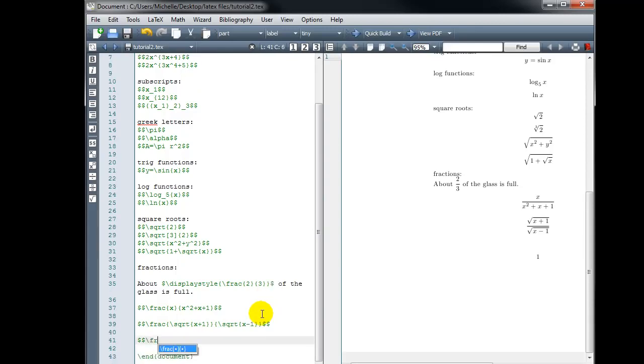Let's try a fraction within a fraction. So I'll do backslash frac, and we're going to do 1 over 1 plus 1 over x. So in my numerator, I just need a 1. And I can tab over. In my denominator, I need 1 plus, and now I want the fraction 1 over x. So backslash frac, and 1 over x. So 1 in the numerator, tab over, x in the denominator.